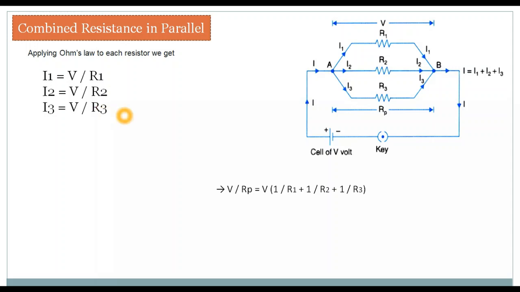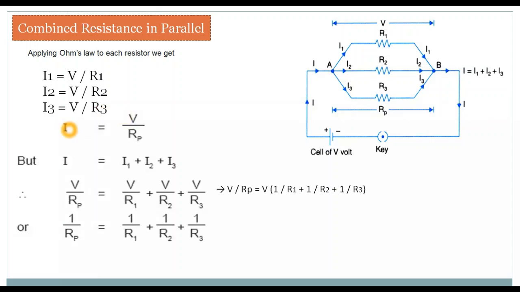Now, if we need to find the current for the whole circuit, I is equivalent to V, the potential difference applied by the cell, divided by the combined resistance. Suppose the total resistance in the whole circuit is Rp, the resistance in parallel. So I is V by Rp. Now I is equivalent to I1 plus I2 plus I3.